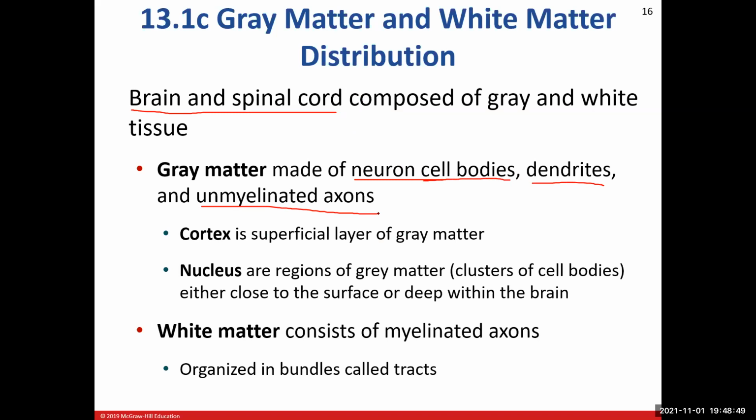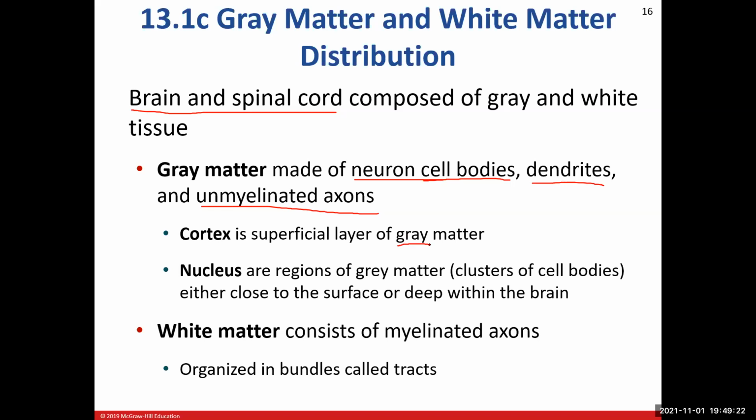So when we discuss terms like the cortex or the nucleus, like the cerebral cortex, for example, this is that outer layer that covers the cerebrum. And that is made up of gray matter. So when folks are talking about the cortex, they're referring to the outer, superficial layer of gray matter that you'll see on the cerebrum there. And that is going to be unmyelinated axons, cell bodies of the neurons, and dendrites there.